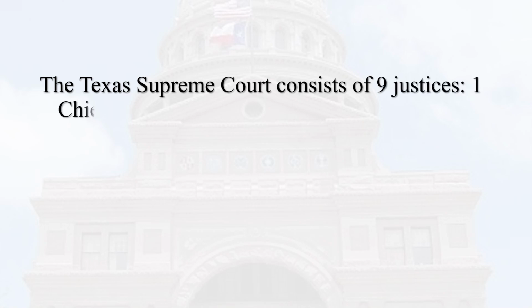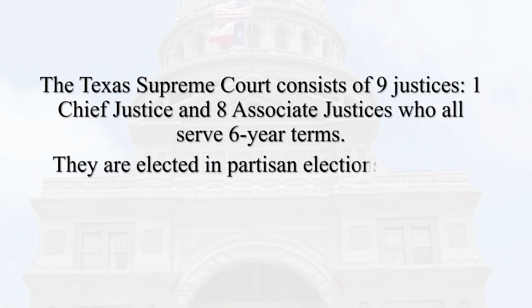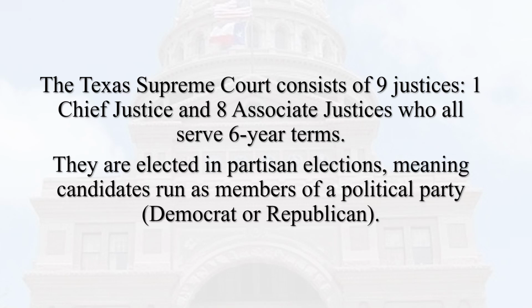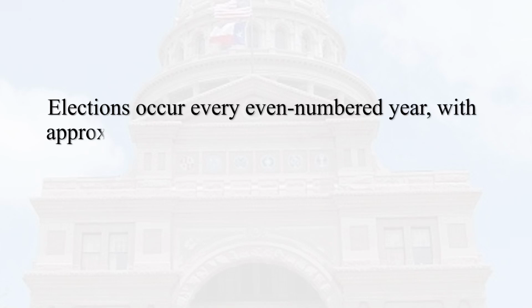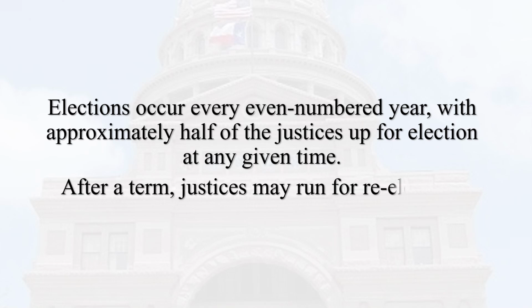The Texas Supreme Court consists of 9 justices, 1 Chief Justice, and 8 Associate Justices who all serve 6-year terms. They are elected in partisan elections, meaning candidates run as members of a political party, Democrat or Republican. Elections occur every even-numbered year, with approximately half of the justices up for election at any given time. After a term, a justice may run for re-election.